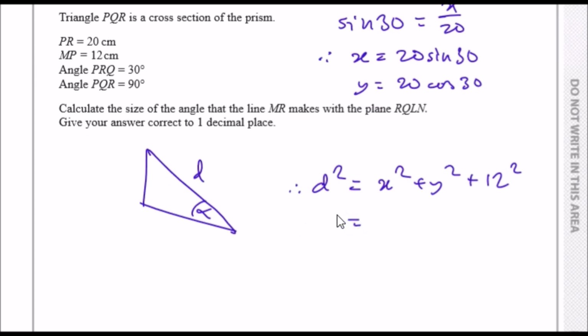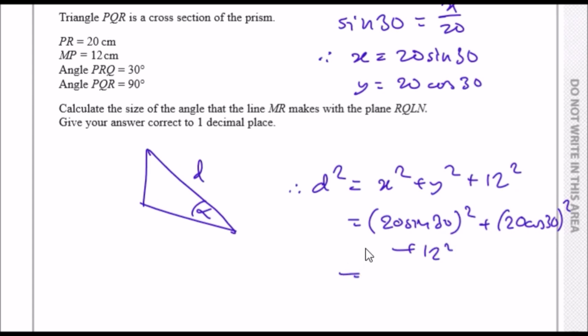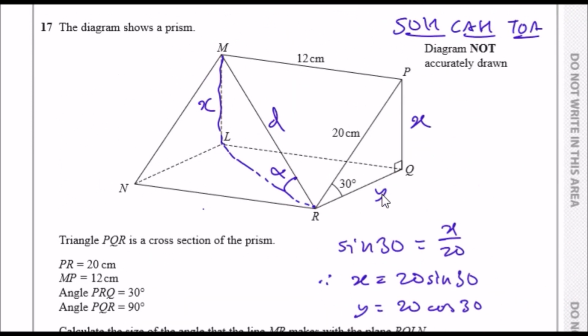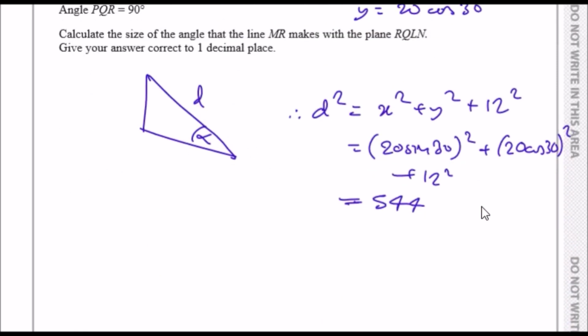In your calculator, put 20 sine 30 all squared, plus 20 cos 30 squared, plus 12 squared. It's going to take some time. Okay, this gave me 544. I hope that's okay. Let's just check everything's alright. 20 cos 30. Yep, looks fine to me. And that means d must equal root 544. I'll just leave it as root 544, to make the equation easy.